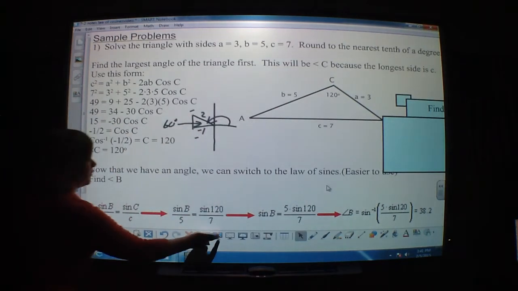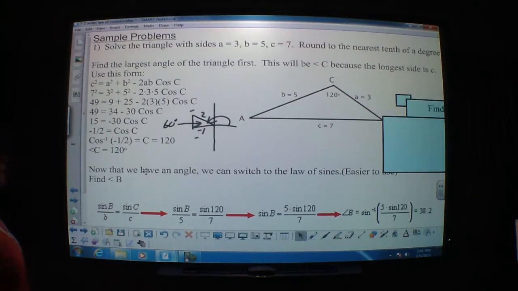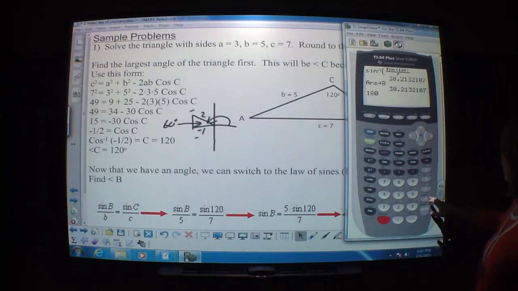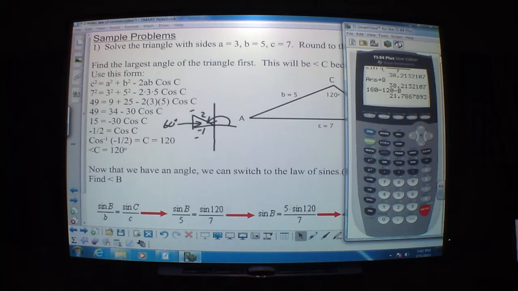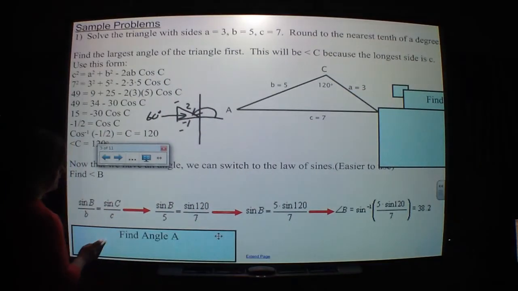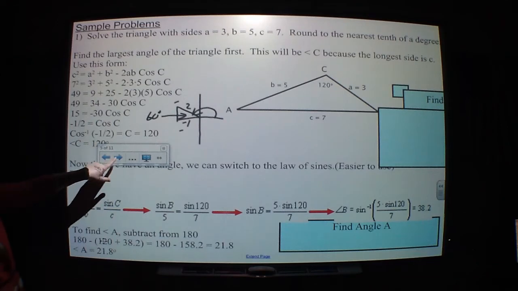So now, let's find angle A. Angle A is 180 minus 120 minus my angle B. So let me pull up my calculator: 180 minus 120 minus my angle B is 21.8, and that's what you should get. You're done. You solved all the missing parts of the triangle.